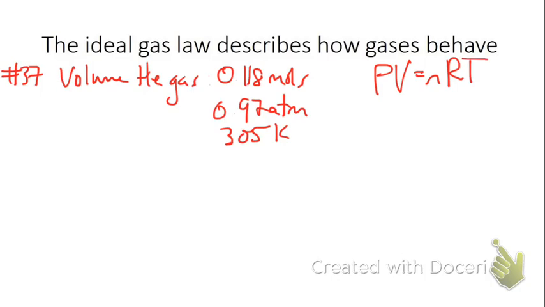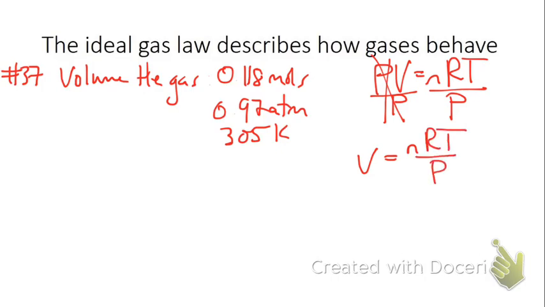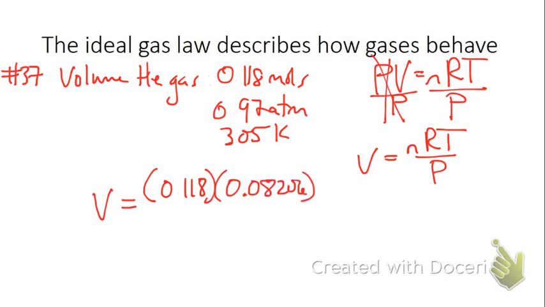What I would recommend doing, before you do any math, before you start anything, is go ahead and solve for what you want to solve for. So we want to solve for volume. We'll divide by pressure. And so what we get is volume is equal to nRT over P. Now we can start plugging in what we know. We know the number of moles. We know the gas constant. We know the temperature. And that's going to be divided by the pressure.